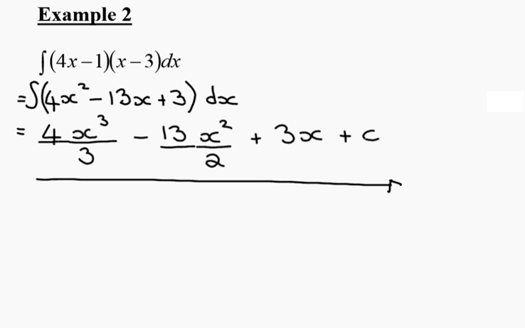You can always just go back and check yourself that you actually got the integral right. If I had to differentiate this, I would take out the 4 over 3. The derivative of x cubed is 3x squared. The 3 on the top cancels with the 3 at the bottom. There we go. I would take out the 13 over 2. The derivative of x squared is 2x. The 2 cancels with the 2 at the bottom. The derivative of 3x is 3, and the derivative of a constant is 0. Cool, let's have a look at another example.